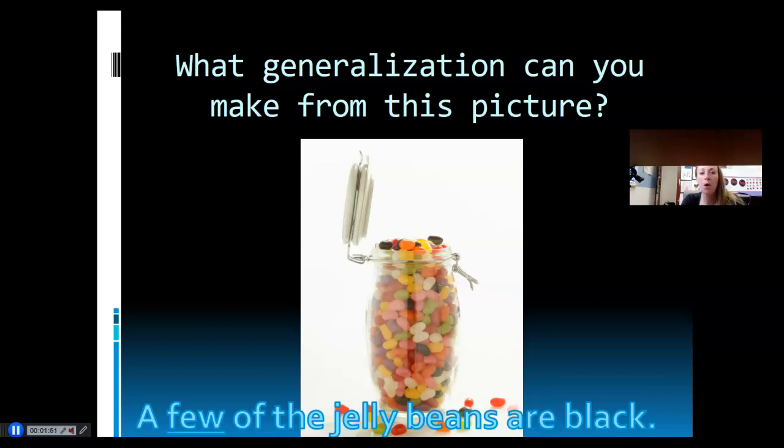Maybe you wrote, most jelly beans are sweet. Or maybe you wrote, some people do not like black jelly beans. Or maybe you wrote, many people eat jelly beans. All of those would be generalizations. Check your paper, make sure that you have a generalization word. It could be many, most, few, some, or all. Make sure that you write it down because you will have an assessment to type your sentences into the computer. All right, let's try another one.